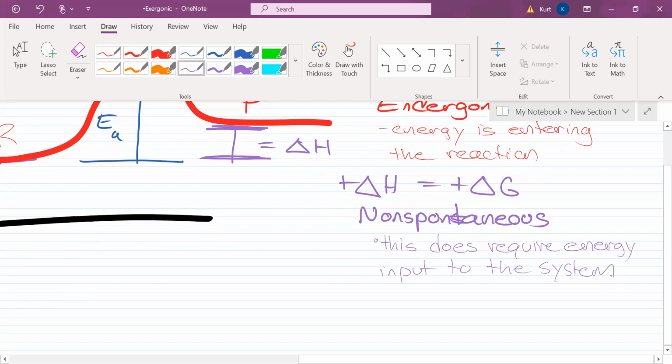All right, finally, as she said, the products have more energy than the reactants, so this is going to be anabolism. This is the building up.